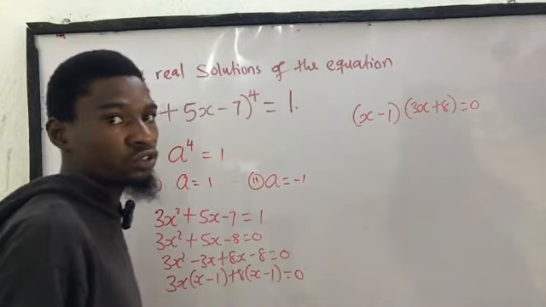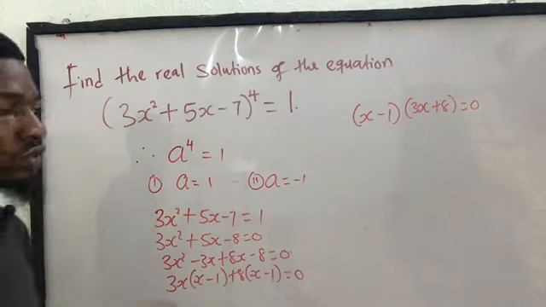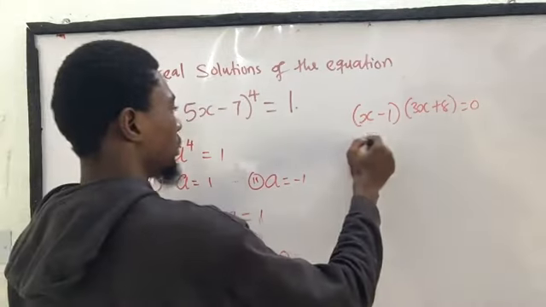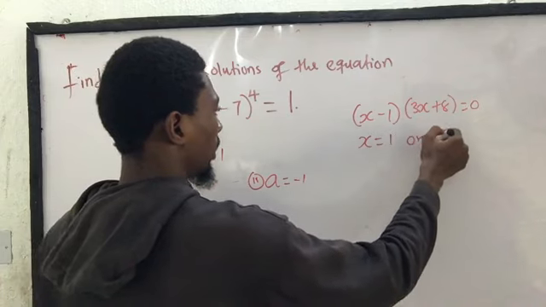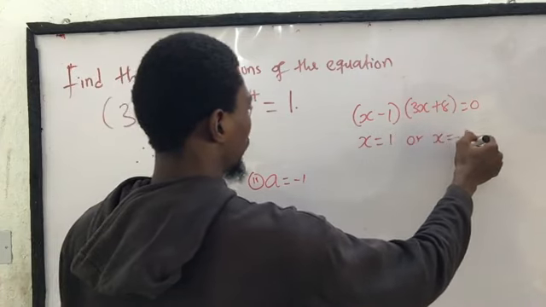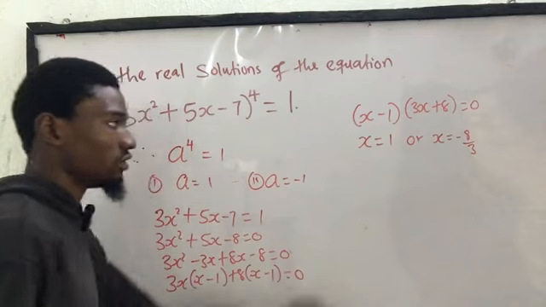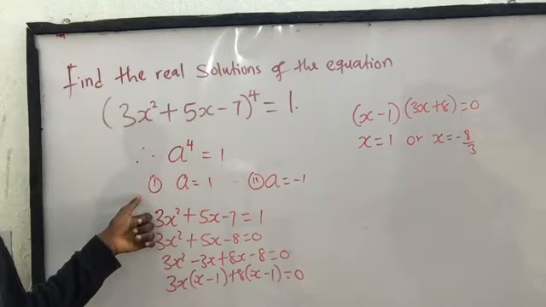So for a product of two factors to be 0, that means one of the factors must be 0. So that is either x is equal to 1 or x is equal to minus 8 over 3. So these are the values of x for the first condition, for the first case.